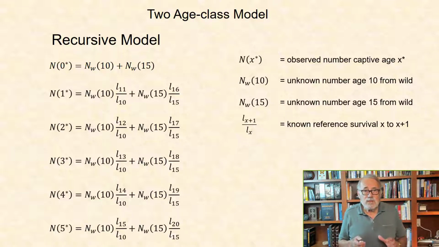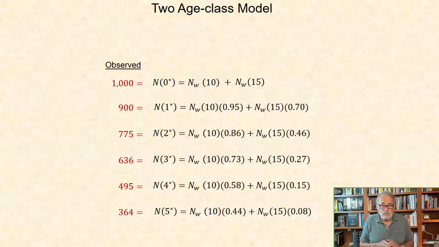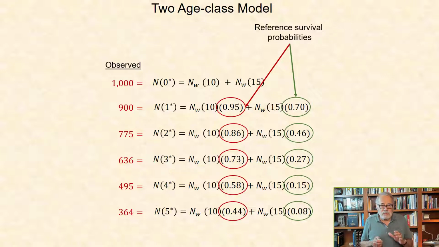Now let's introduce actual numbers. Note that the field collected number in the captive cohort was 1,000. This constitutes the captive life table radix. Post-capture survival for subsequent days was 900, 775, 636, 495, and 364. We insert the appropriate survival probabilities for subsequent post-capture times.